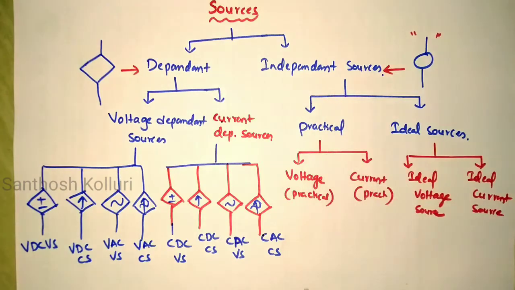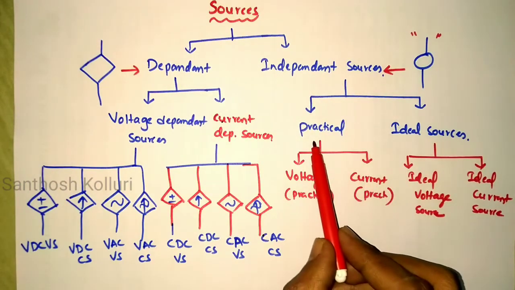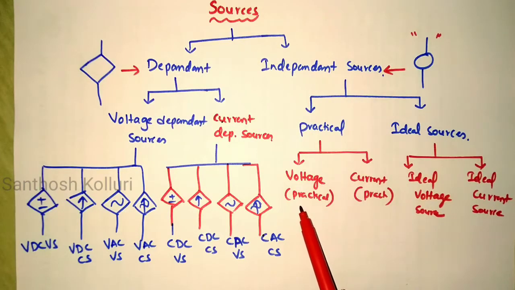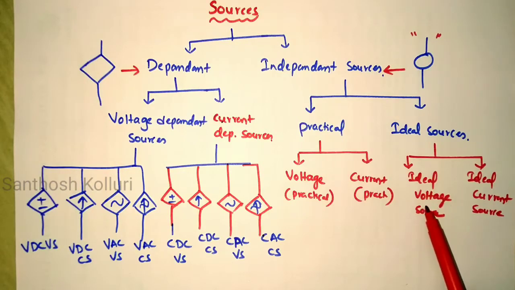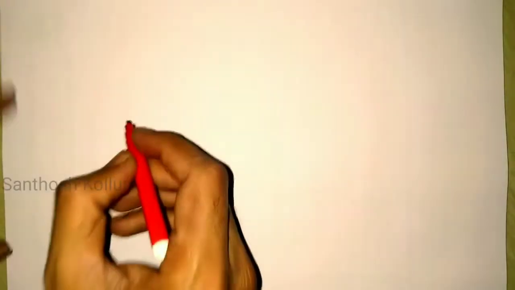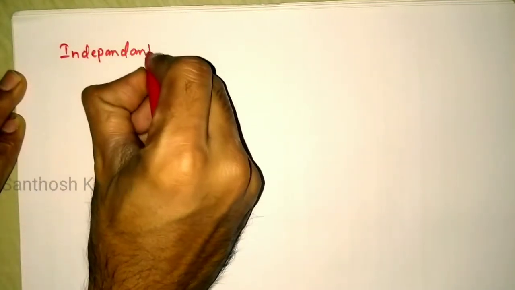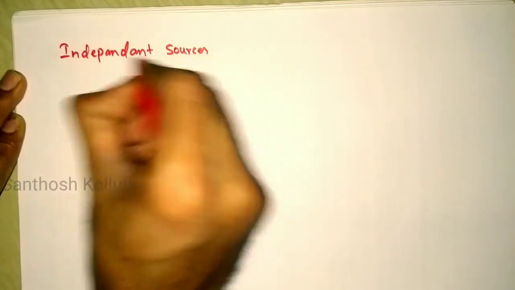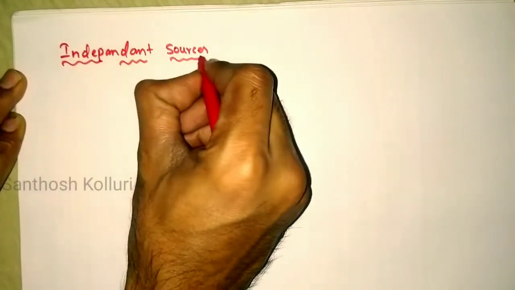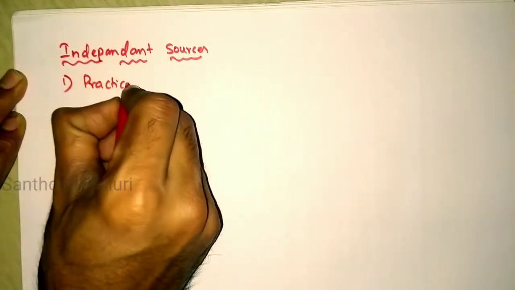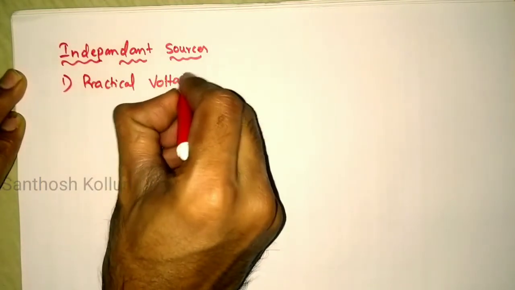In the independent sources we have two types of sources: practical sources and ideal sources. In the practical source we have voltage source and current source. Similarly, in the ideal source we have ideal voltage source and ideal current source. So we'll discuss independent sources here. First, the practical voltage source.